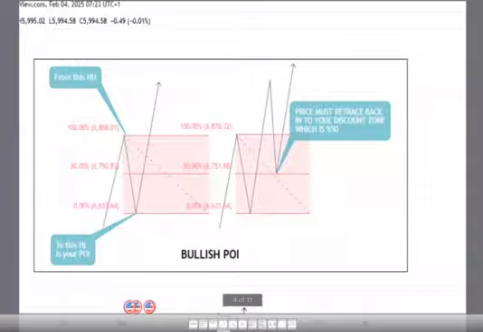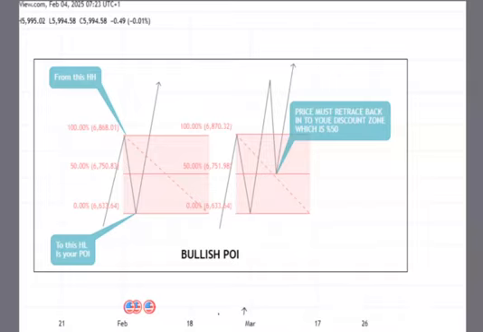Now when it comes to POI, just look at your screen the way I explain it. POI is just from your HH to your HL. That's your POI. Simple as that. I know some people still say, I don't understand. POI is simply from your HH to your HL. Okay, let me share my whiteboard.